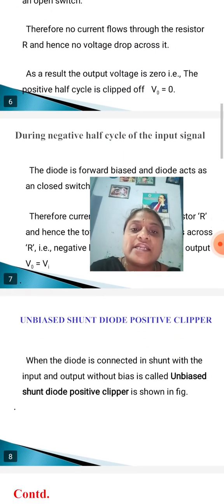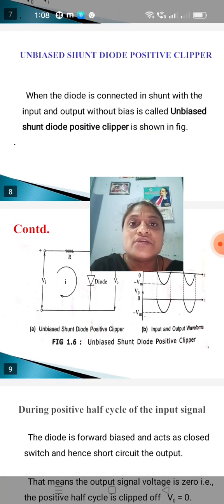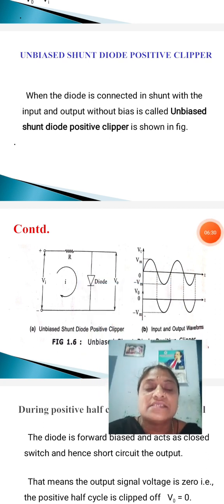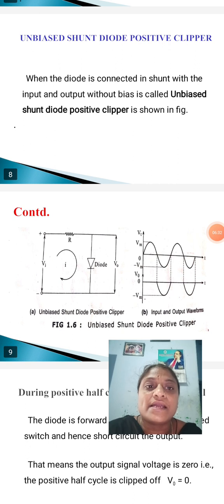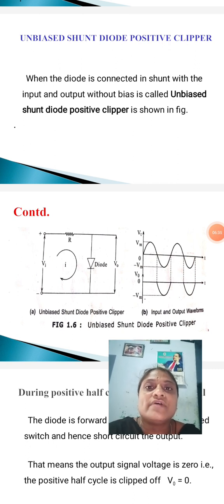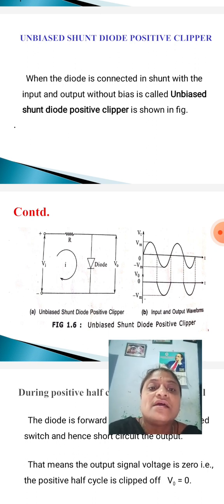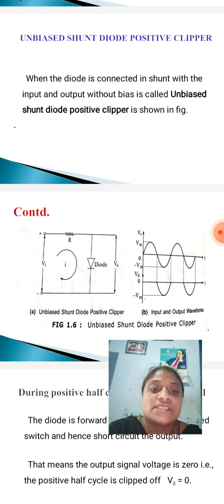What about the unbiased shunt diode positive clipper? Shunt means parallel connection. Series diode and shunt diode are the two types of unbiased positive clippers.